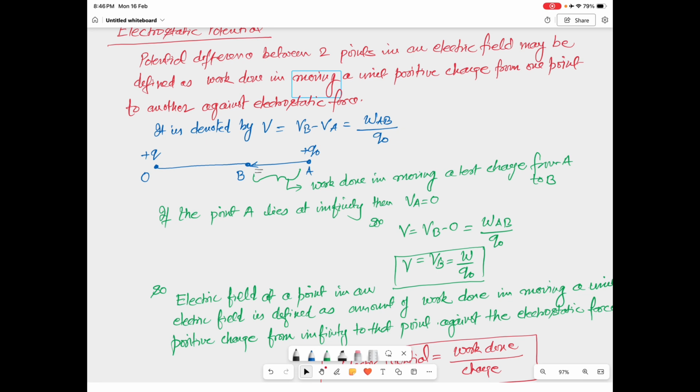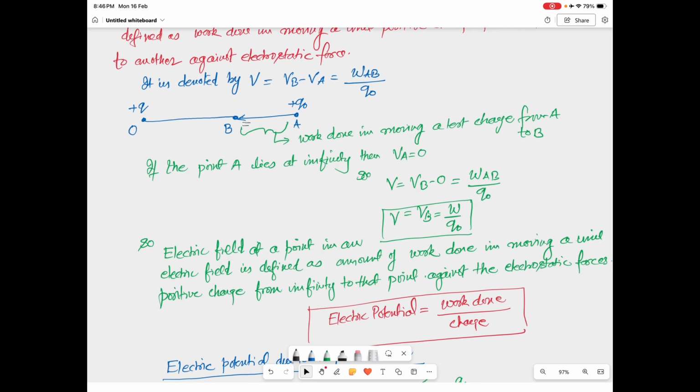So it is given by VB minus VA is equal to work done between A and B divided by Q naught. So this is work done in moving a unit charge from A to B. I have clearly written at this place.